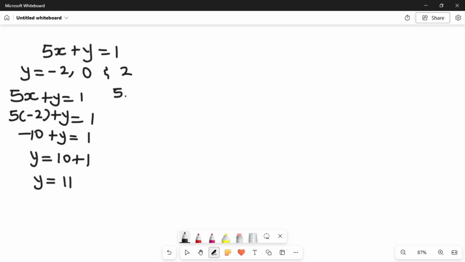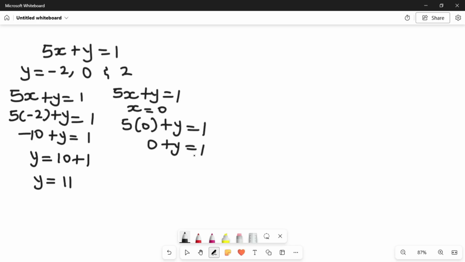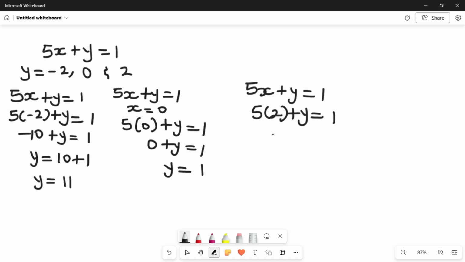The next one, we have 5x + y = 1. So we substitute x = 0. So we have 5(0) + y = 1. So we have 0 + y = 1. So y = 1. Then the last one, we have 5x + y = 1. So we have 5(2) + y = 1. So we have 10 + y = 1. We have y = -10 + 1. So y = -9.